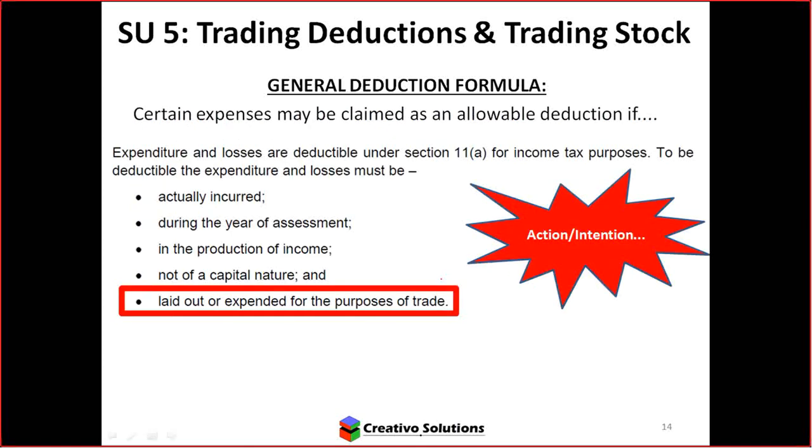Right, and then the last bit here is looking at laid out or expended for the purposes of a trade. Okay, so do you agree you are a photographer? Yes, sir. Okay, let's assume now you are going to be laying out or expending money for purposes that are not part of your photography business but something separate.